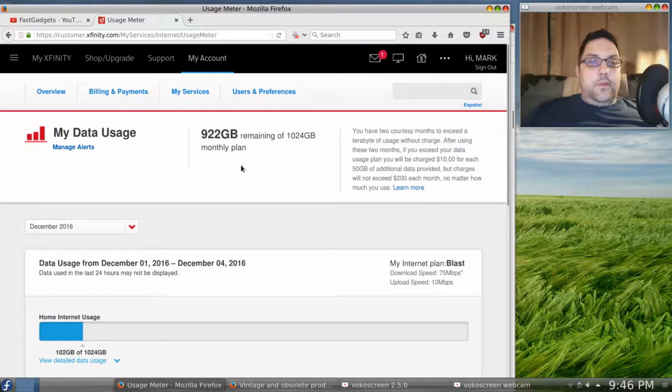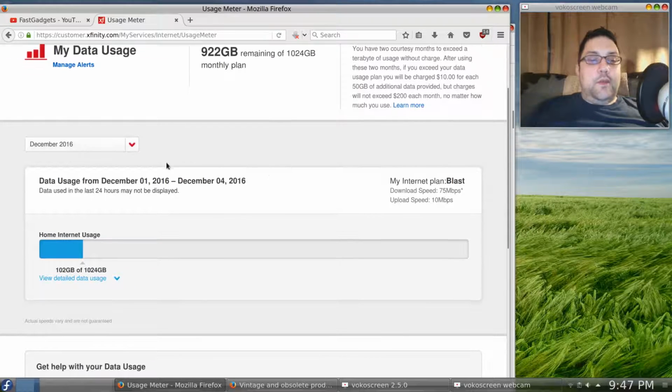So, with Comcast or Xfinity, they do supply us with a tool called the usage meter, and you can log in and have a look. And they gratefully tell me I have 922 gigabytes remaining of 1024 gigabytes or 1 terabyte for the month. But what's interesting about this, you'll see here we've got December 1st through the 4th, so 3 days. And I've already used 102 gigabytes.